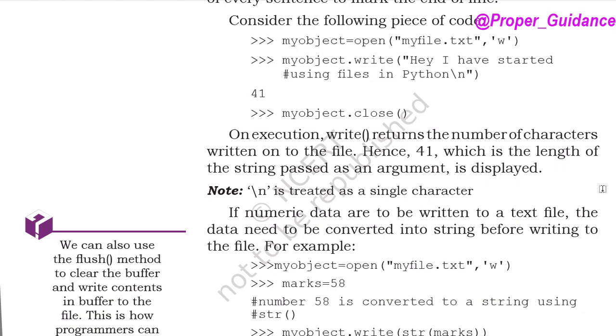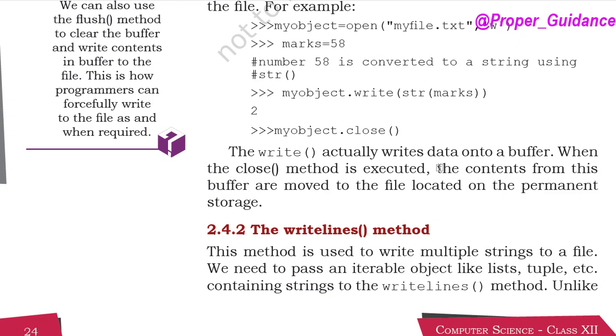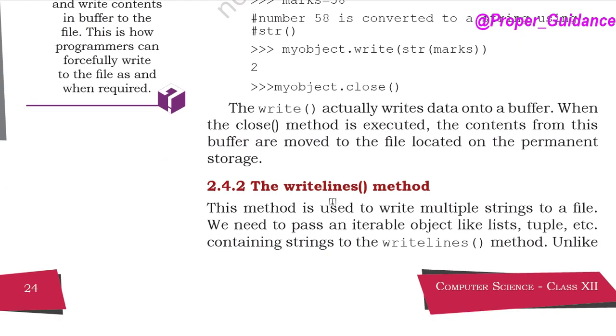Hence, this, which is the length of the string passed as an argument, is displayed here. If numeric data is to be written to a text file, the data needs to be converted into a string before writing it to the file. For example, this code snippet. The write actually writes data onto a buffer. When the close method is executed, the contents from this buffer are moved to the file located on the permanent storage. And here is another method, the writelines method.